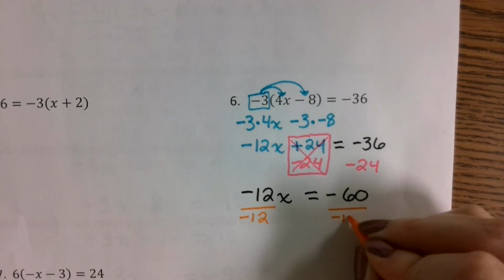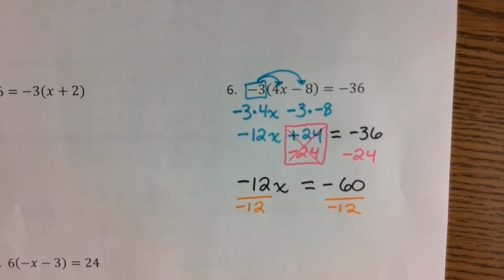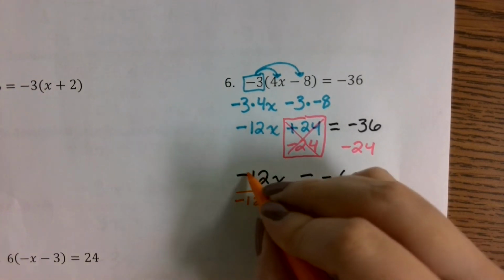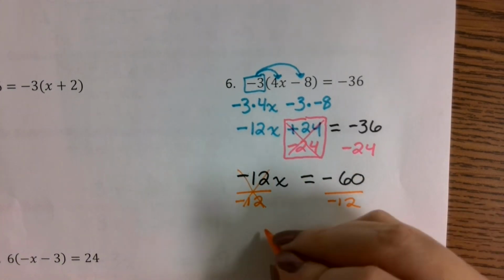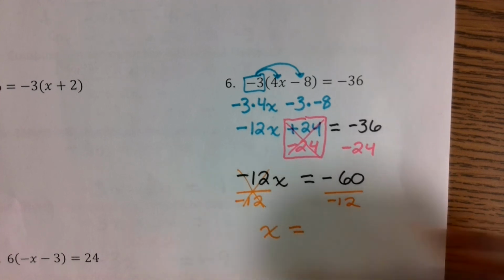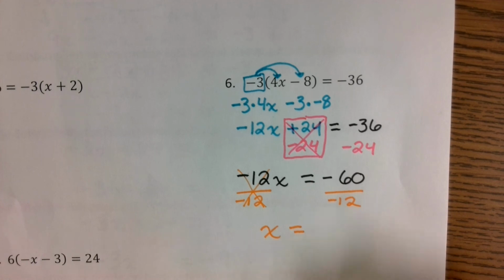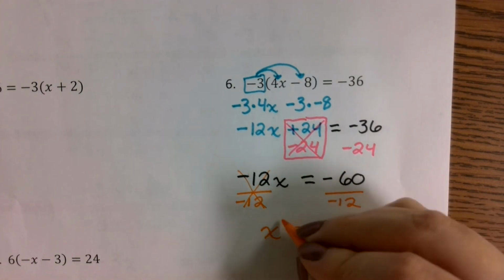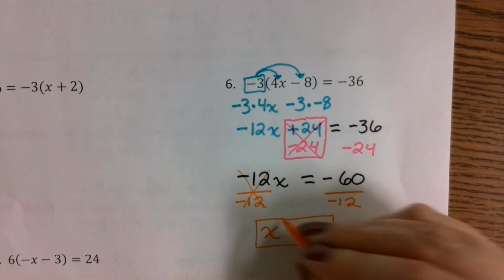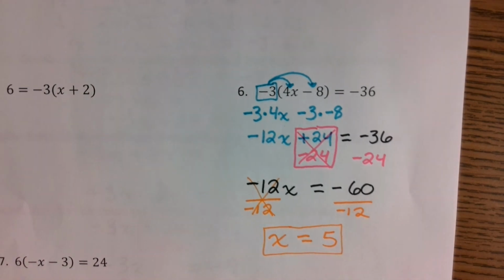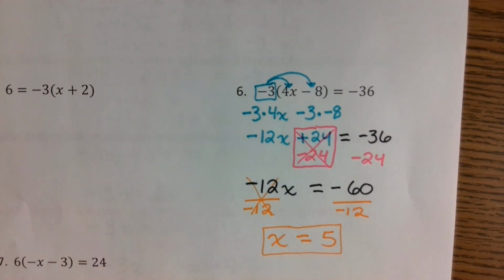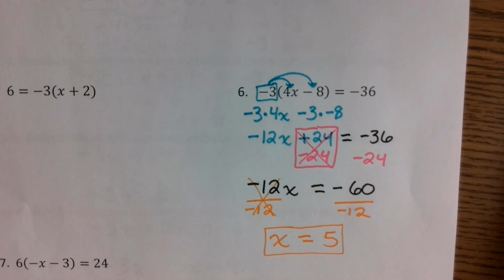So we're going to divide both sides by negative 12. Okay, those negative 12s are going to cancel out, and x is going to be left by itself. Negative 60 divided by negative 12 is going to come out to a positive 5. Okay, I want you guys to try problems 3, 4, 5, and 7 on your own.